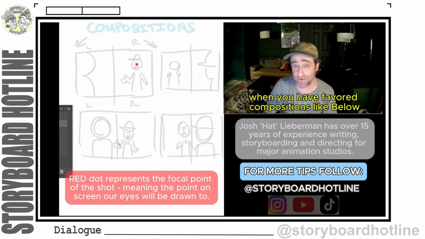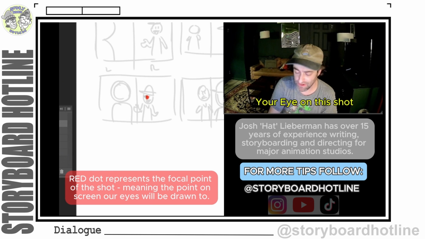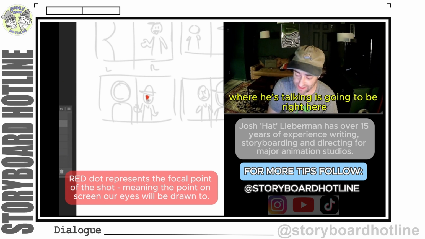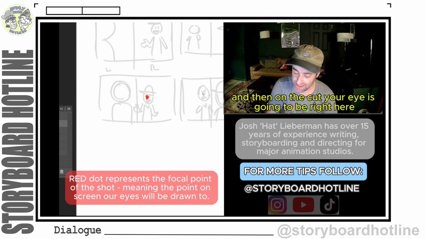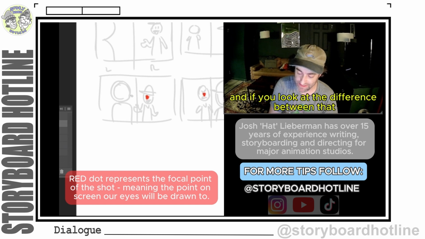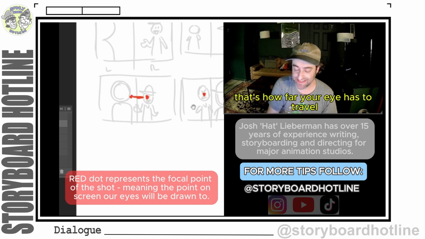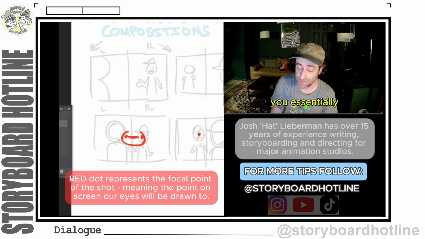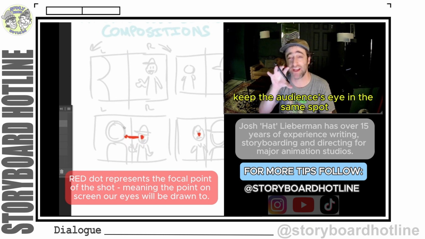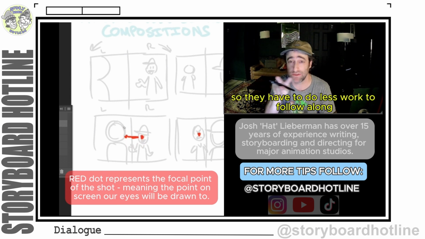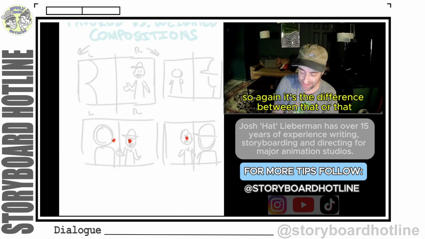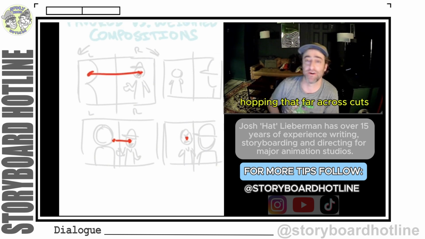When you have favored compositions like below, your eye on this shot, where he's talking, is going to be right here. And then on the cut, your eye is going to be right here. And if you look at the difference between that, that's how far your eye has to travel. You essentially keep the audience's eye in the same spot, so they have to do less work to follow along. So again, it's the difference between that or that, hopping that far across cuts.